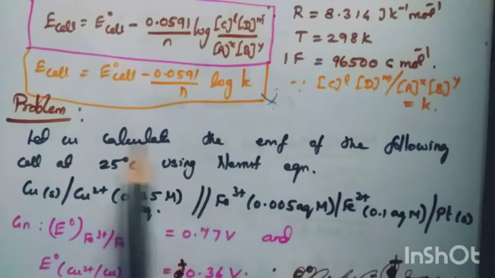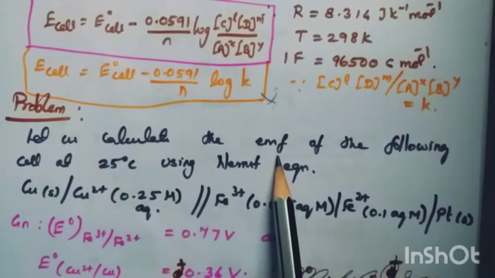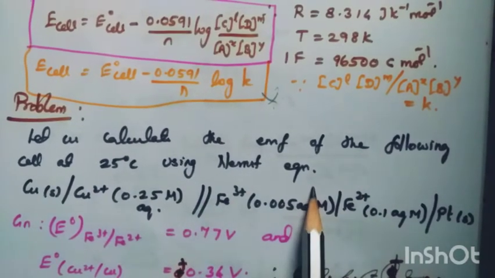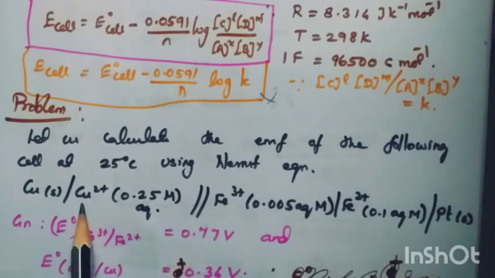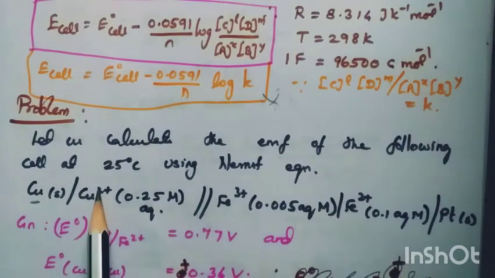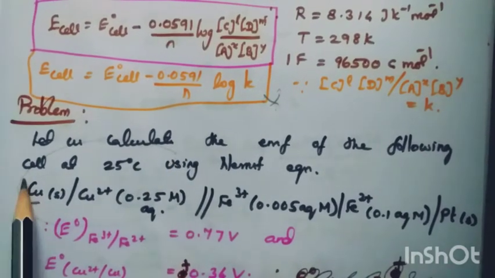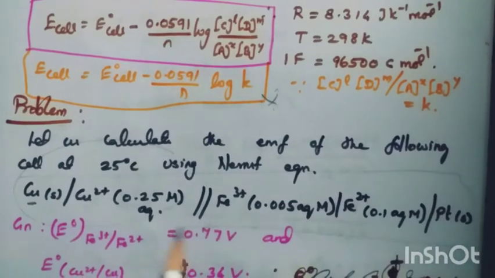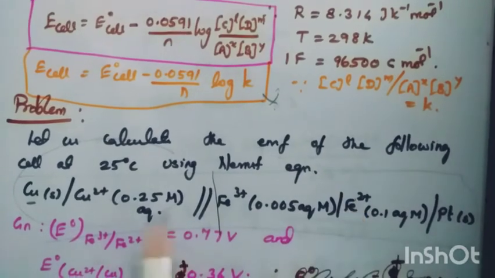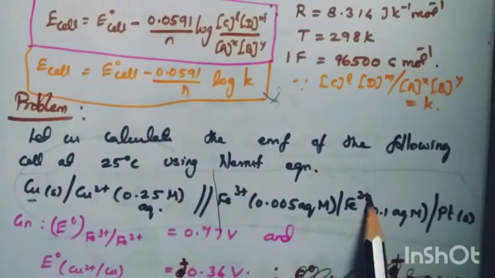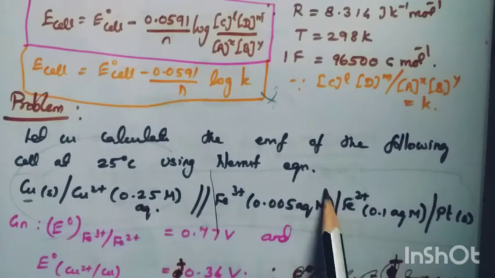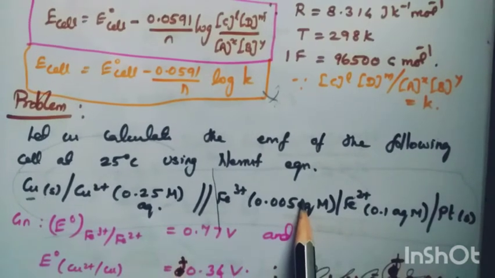Let us see one problem: calculate the EMF of the following cell at 25 degrees Celsius using the Nernst equation. Here Cu is converted to Cu2 plus, so oxidation takes place in this half cell. The overall is called the full cell reaction. This is one half cell and this is the other half cell. One is oxidized, another one is reduced: Fe3 plus to Fe2 plus is reduced. So oxidation and reduction both taking place in a single cell is called a redox reaction.